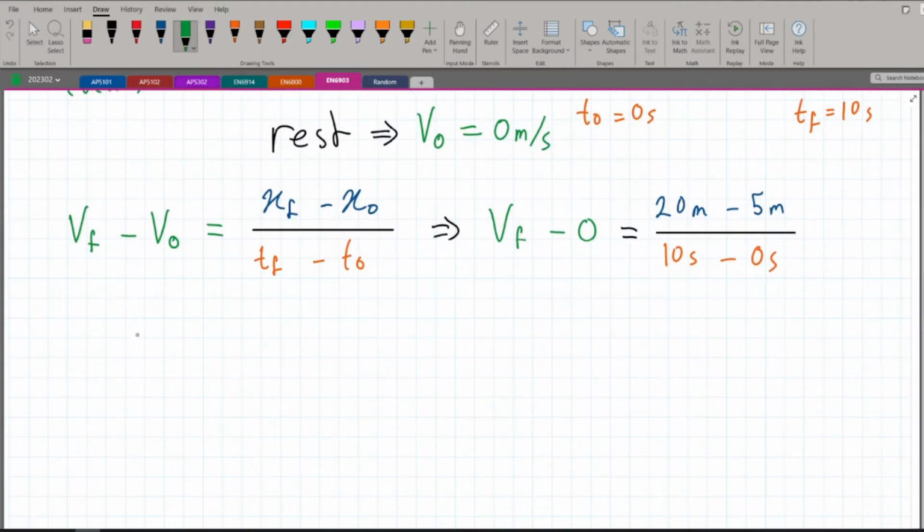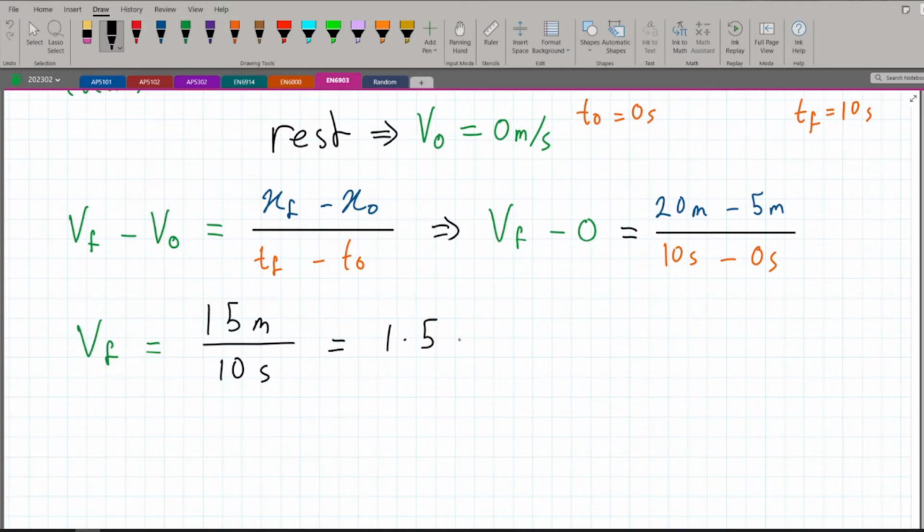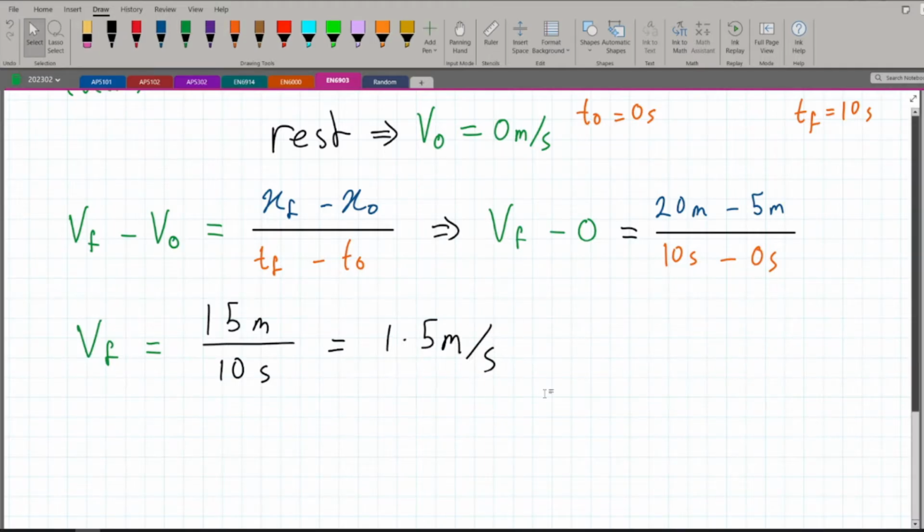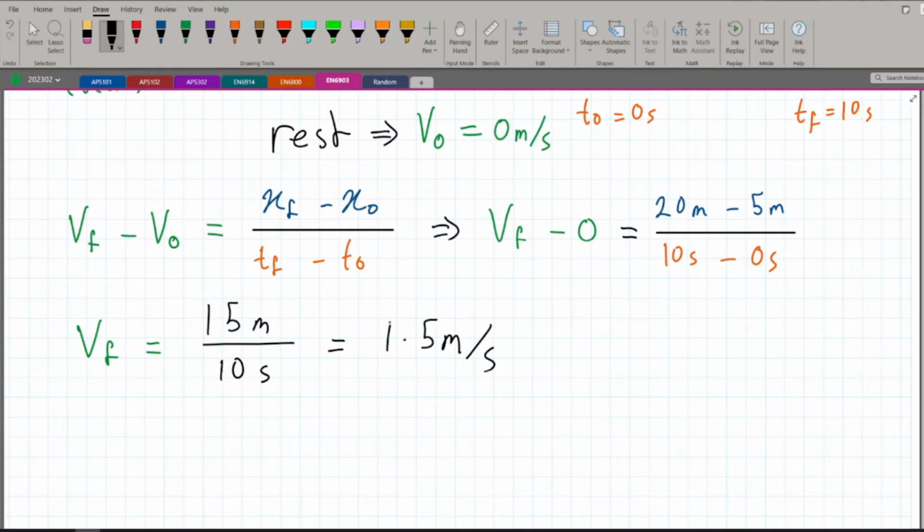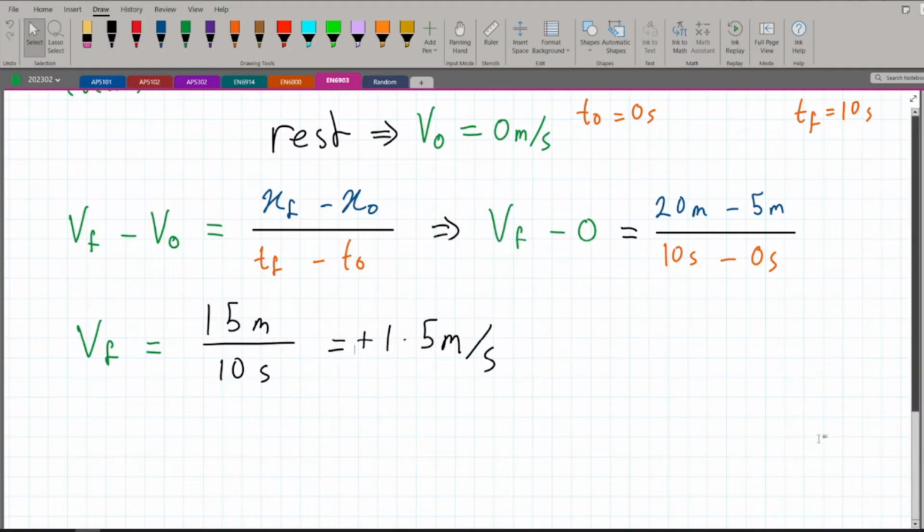Now we can solve this easily and say Vf is going to be equal to 20 minus 5, which is simply 15 meters, over 10 minus 0, which is 10 seconds. This is going to give us that the velocity is 1.5 meters per second. Okay, this basically is just the scalar value of it. What would usually determine the direction is if this was positive. Since this is a positive value, we know it is going in the positive direction.